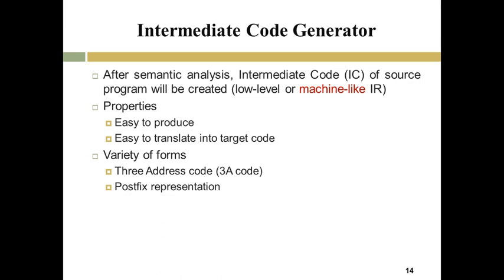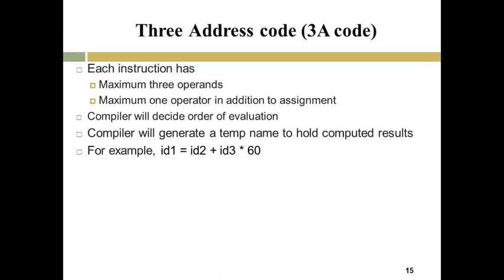The code should be generated in such a way that it is easy for the compiler to produce, and easy to translate into the target code. So intermediate code is closer to the target code as compared to the original source program. A variety of forms are available to generate the intermediate code. Out of them, 3 address code is most popularly used.